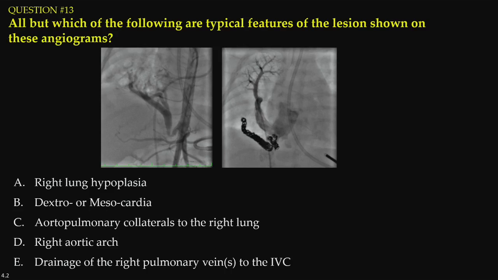So there's the still frame. So all but which of the following are typical features of the lesion shown? Right lung hypoplasia, dextro or mesocardia, aortopulmonary collaterals to the right lung, a right aortic arch, or drainage of the right pulmonary veins to the IVC.